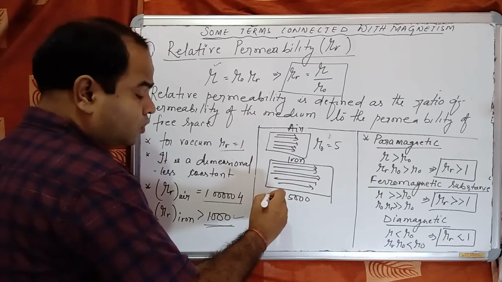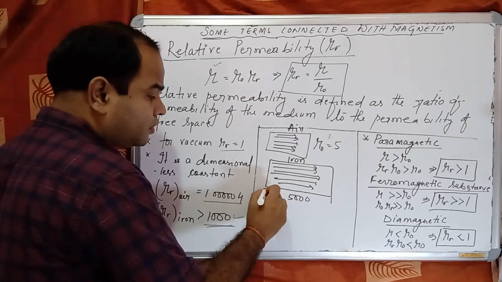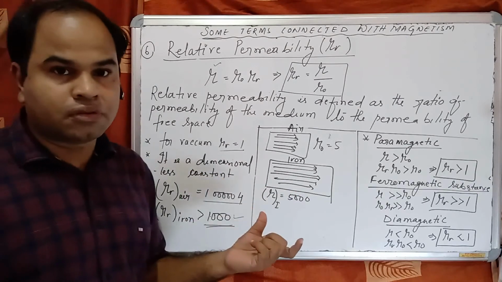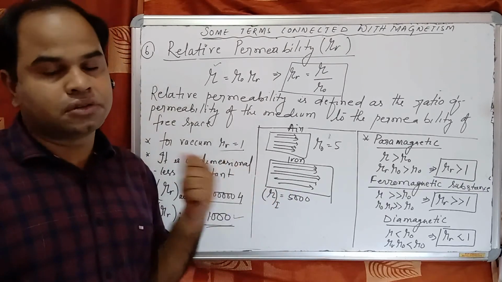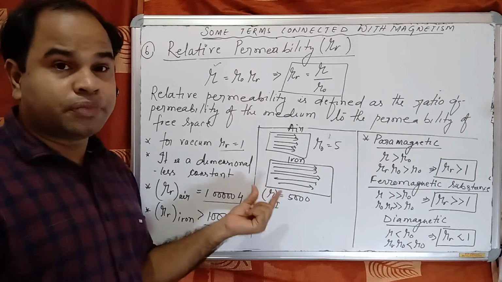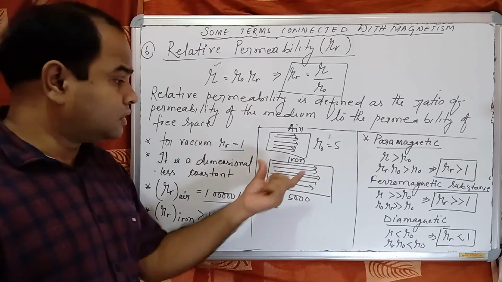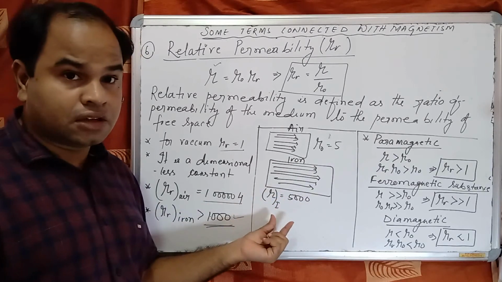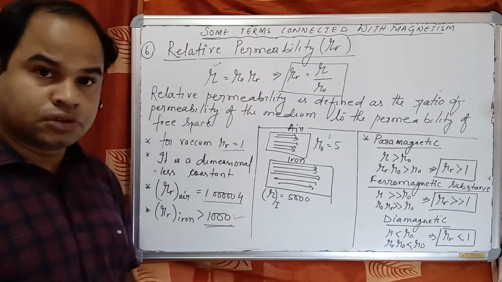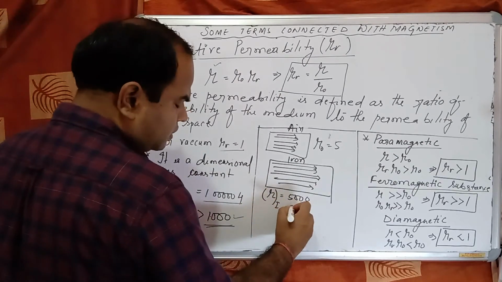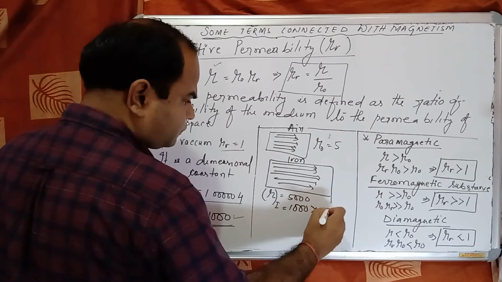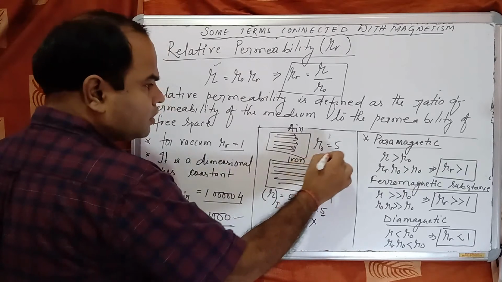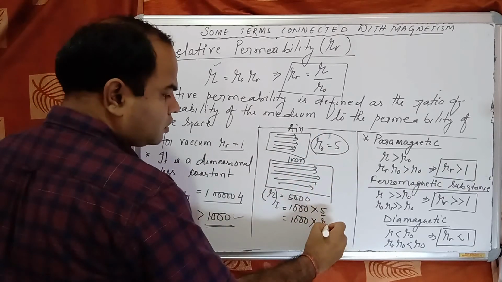So permeability of iron is 5000, because mu is the number of magnetic field lines allowed by the medium. This iron medium allows 5000 number of field lines. So mu of iron is 5000. We can write this 5000 value as 1000 into 5, and instead of 5 we write mu naught.